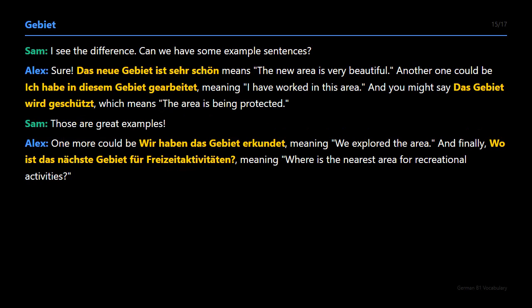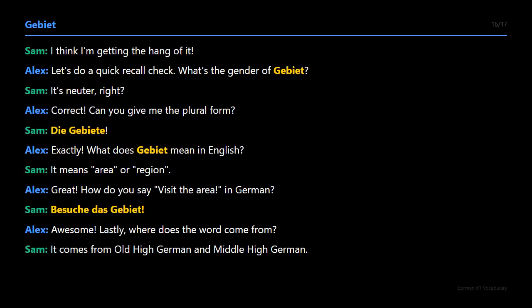Those are great examples. One more could be Wir haben das Gebiet erkundet, meaning we explored the area. And finally, Wo ist das nächste Gebiet für Freizeitaktivitäten? meaning where is the nearest area for recreational activities? I think I'm getting the hang of it.